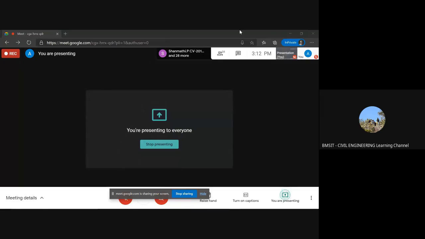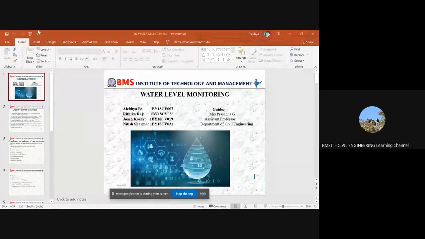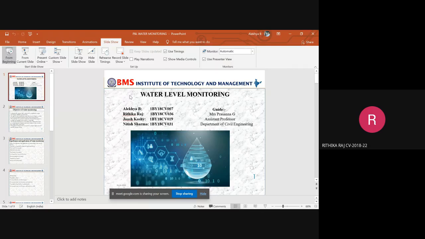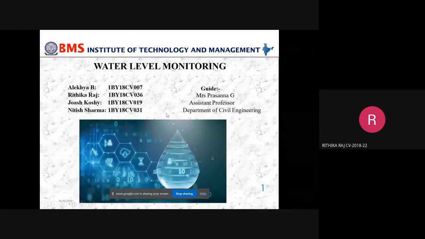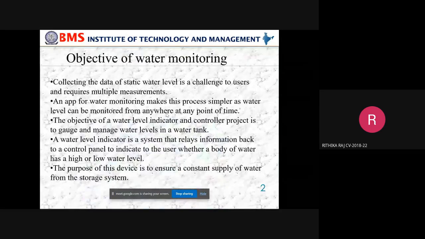Good afternoon. I am Ritika from 5th semester Civil Department, BMSIT, and I shall be presenting our project on water monitoring. Constant supervision of water levels is a very tedious and time consuming process which requires multiple measurements, constant checking, and manpower. To combat this, we developed an app which makes it convenient to monitor water levels from any place at any time. This also ensures a constant supply of water without any interruptions.